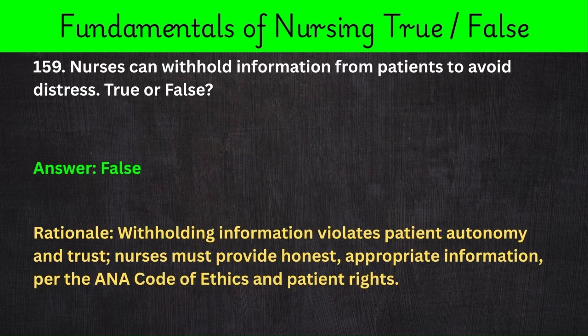159. Nurses can withhold information from patients to avoid distress. True or false? Answer: False. Rationale: Withholding information violates patient autonomy and trust. Nurses must provide honest, appropriate information per the ANA Code of Ethics and Patient Rights.